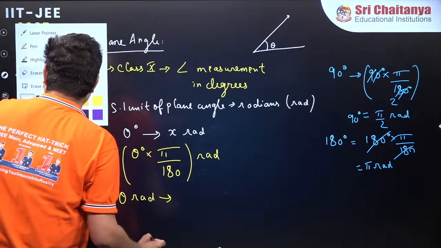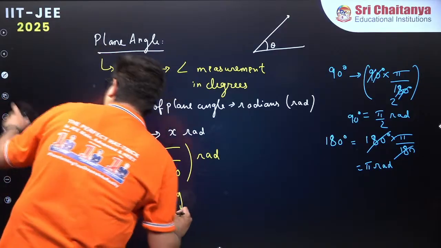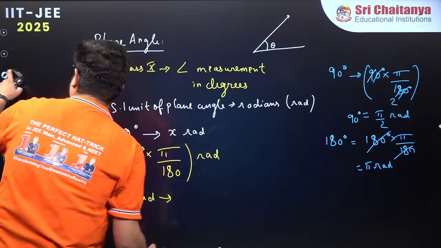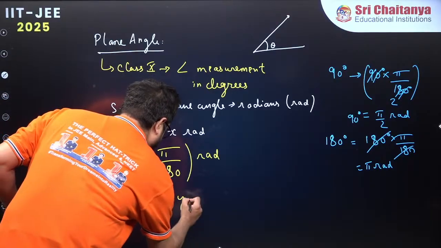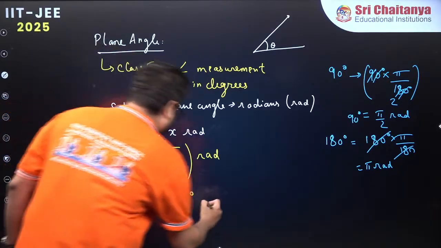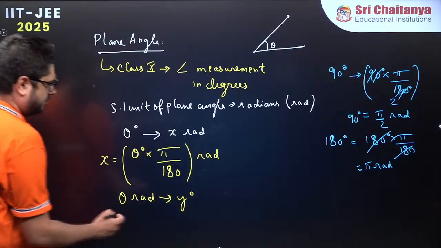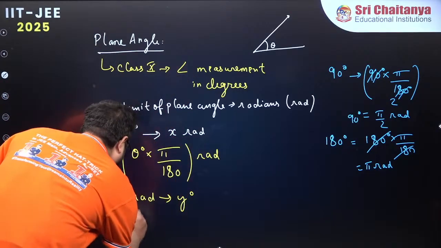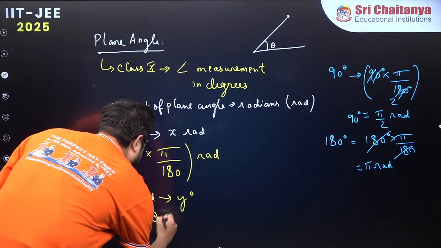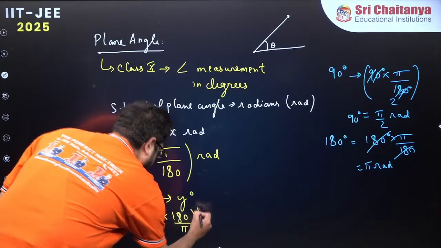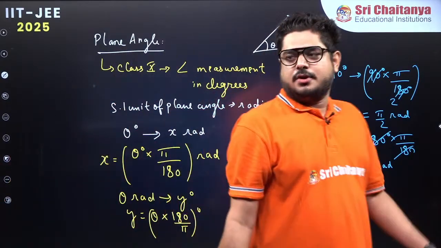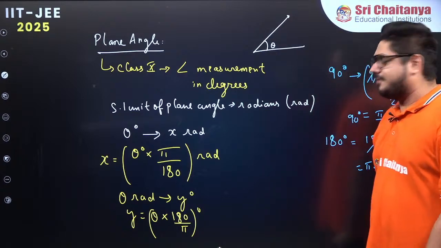What is required to be done, everyone? Can you tell me the formula? If yes, you can write it in the chat box. So the conversion formula is: y will be theta into 180 by pi degrees. 180 by pi degrees.